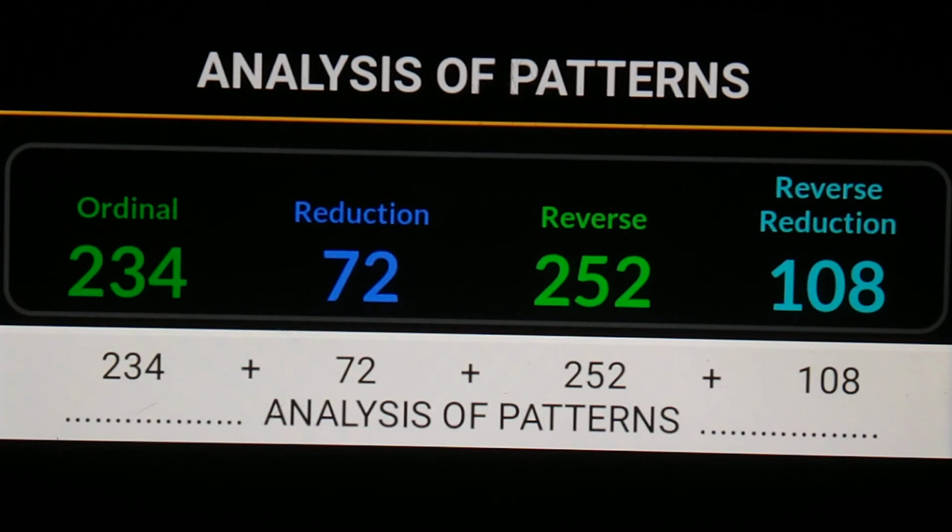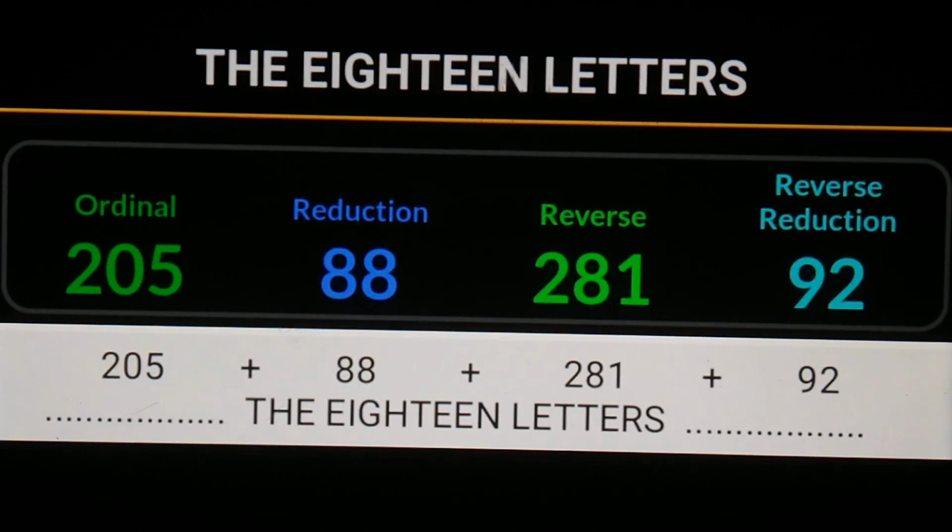Analysis of patterns. There's only one letter I and one letter R. Analysis of patterns, add the four base ciphers up. Add the values: 234, 72, 252, 108. Add them all together to get the 666.